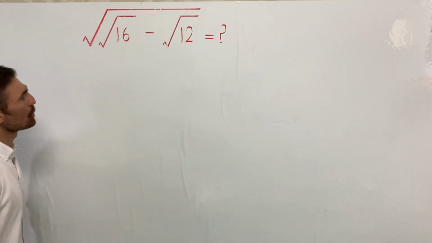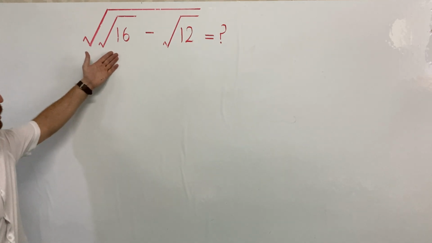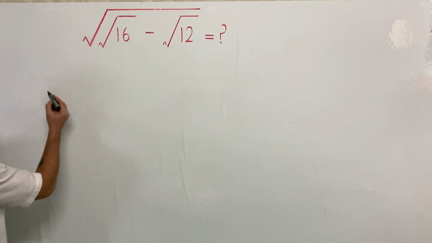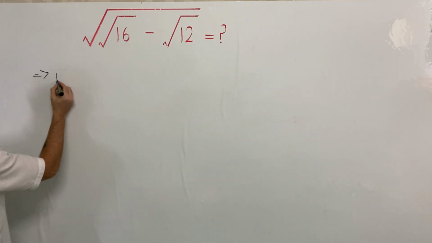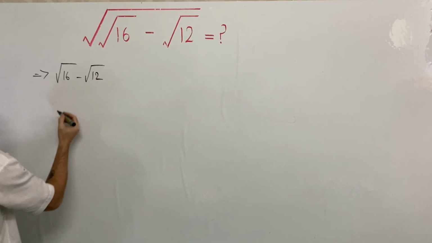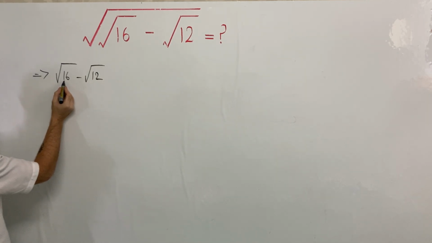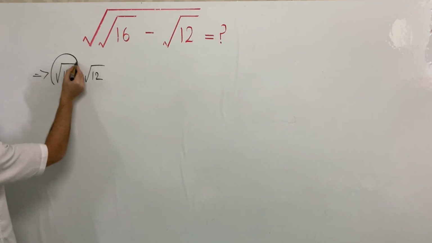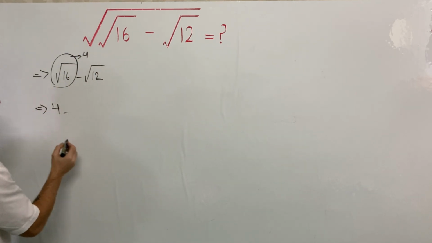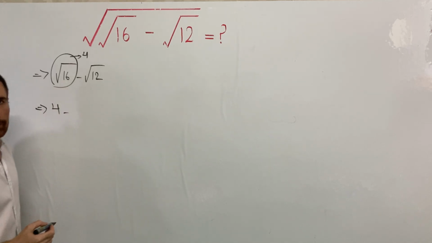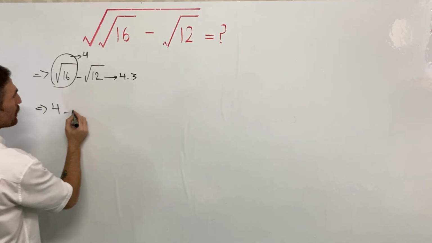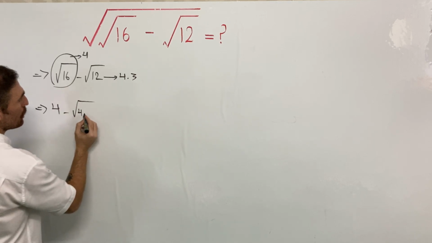I'm going to start the solution by working on this inner part, which means the square root of 16 minus the square root of 12. Let me write it. We have the square root of 16 minus the square root of 12. As you know, 16 is a perfect square, so the square root of 16 is 4. Let me write it here, minus. Well, what is 12? 12 can be written as a product of two numbers, 4 times 3. So I write here the square root of 4 times 3.